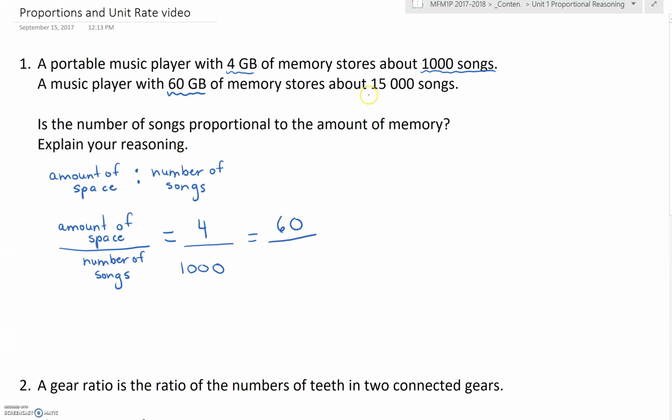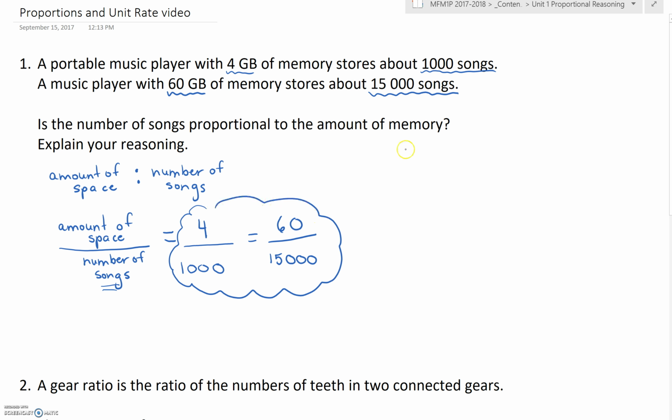And then it tells us that 60 gigabytes stores 15,000 songs. So 15,000, that number, needs to go where the number of songs are. We'll go ahead and place 15,000 where it says number of songs. So now we have a proportion set up. We now have something that looks like a proportion. This is the only part that we'll really be using though.